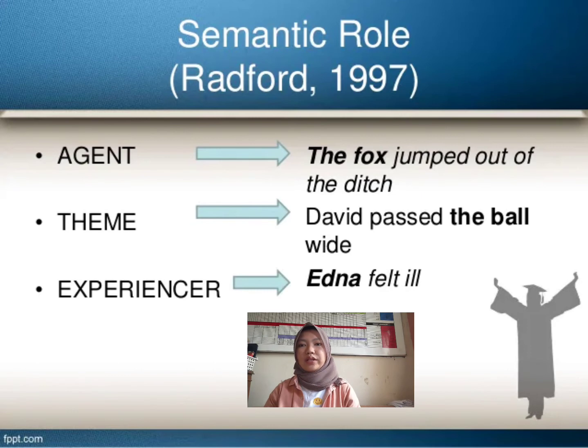Semantic role, as said by Radford in 1997, there is agent. For example, the fox jumped out of the ditch. The theme, the example of the theme is David passed the ball wide. For example, the experiencer is Edna felt ill.